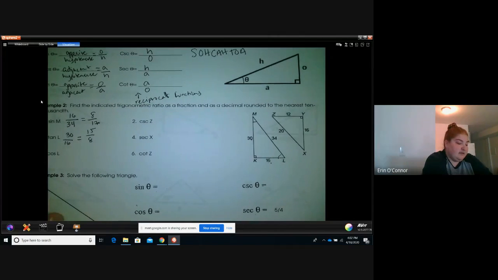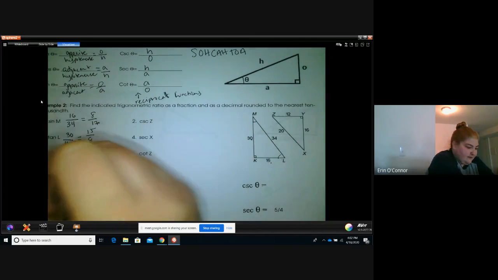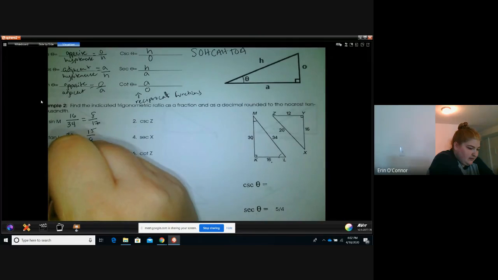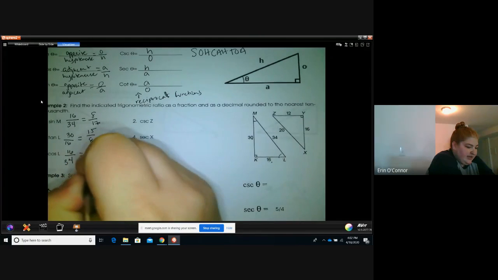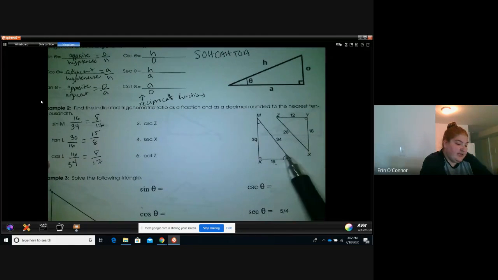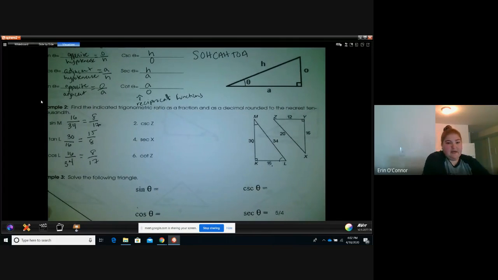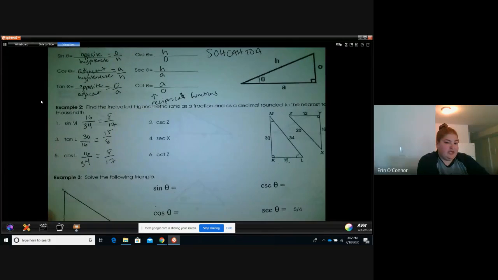Cosine L. Cosine, so here's L. Cosine is adjacent over hypotenuse. Adjacent is 16 over hypotenuse of 34, and you would get 8 over 17. That's the same as sine M, but cosine L, because we're starting from a different angle, we would still use those numbers. Okay, I want you guys to try 2, 4, and 6 before I do it, but if you want to go with me, you're more than welcome to.